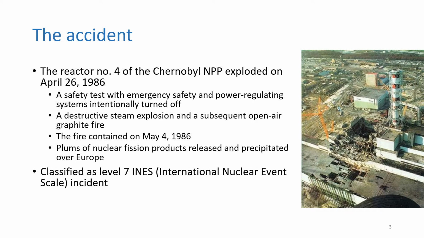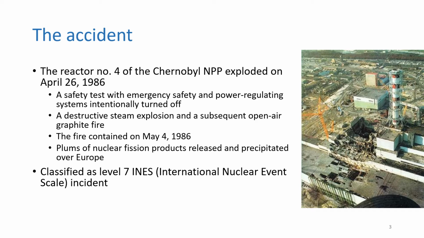The disaster occurred on April 26th of 1986. Basically, it was the outcome of an experiment which apparently was unsuccessful. The safety test system was turned off, and different tests of energy production were run. The result was a huge destructive steam explosion and a subsequent open-air graphite fire. The fire was contained only after several days, by May 4, 1986.